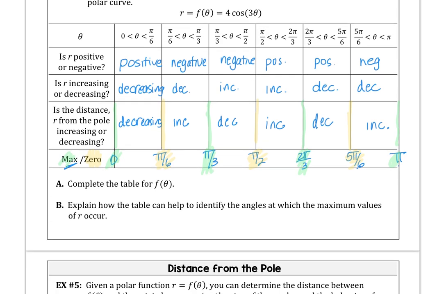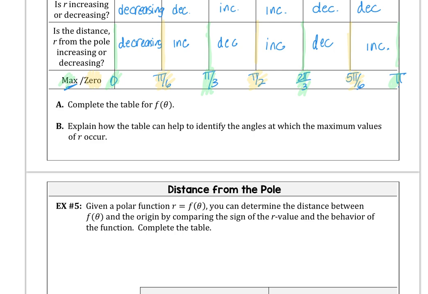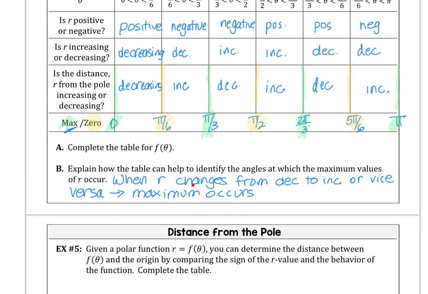Then for part B, explain how the table can help you identify the angles. If you look with me, when r changes from decreasing to increasing, a maximum occurs. When r changes from increasing to decreasing, a maximum occurs. I don't have room to write it, but we also could say, when the distance from the pole changes from increasing to decreasing, a maximum occurs. So that's how we could use the chart to help us analyze the function.